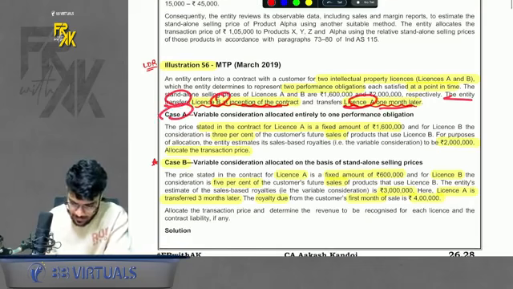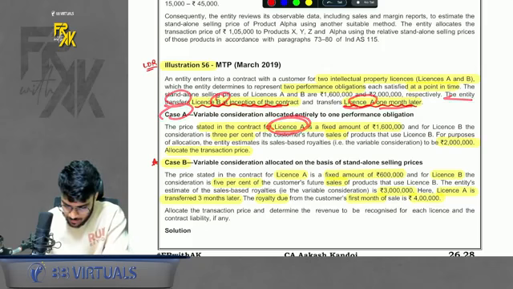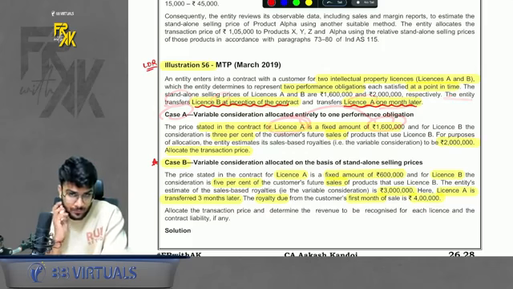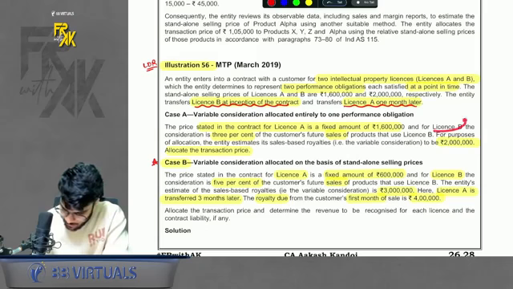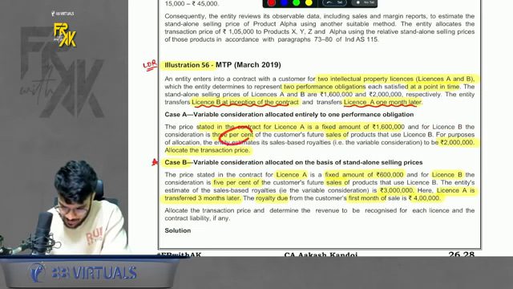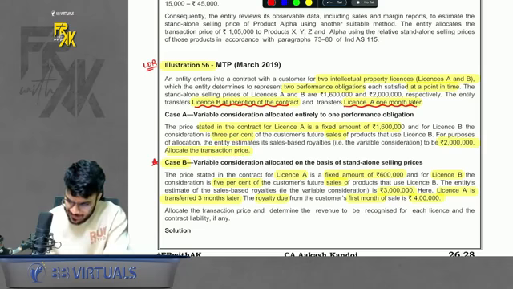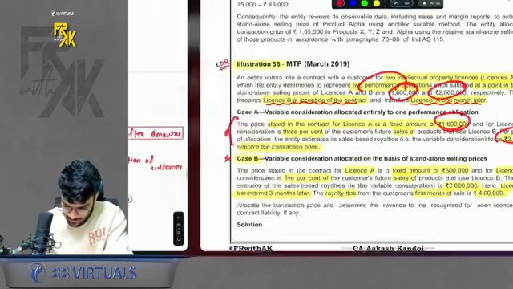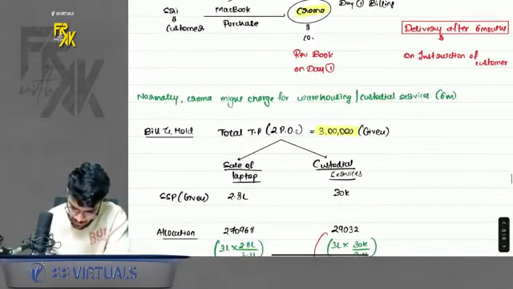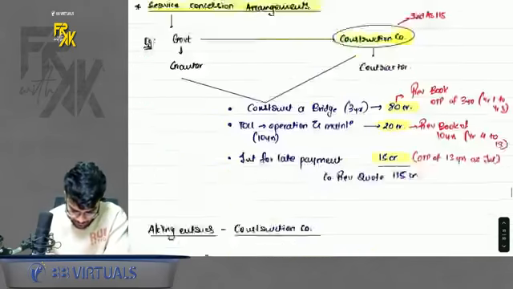Then case A is given. For license A, we will receive a fixed amount. And for license B, it is based on a 3% variable consideration. 3% of sales you will receive. Expected variable consideration is 20 lakhs. So how to account for this? Allocate the TP. See, your SSP was also 16 and 20, and your allocation is also given as 16 and 20. So no worries with it. How to solve this now? Please have a look here. I have prepared a good summary of this.